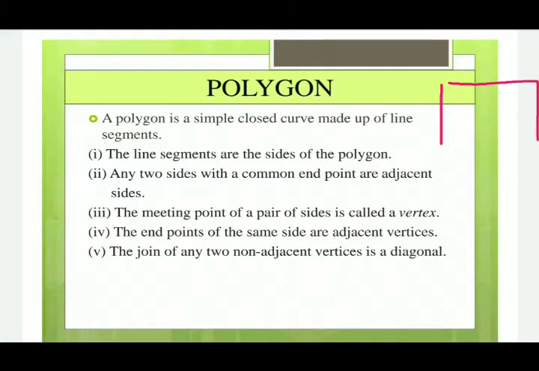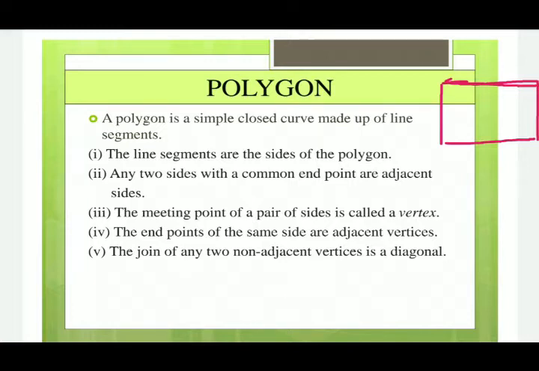A rectangle is an example of a polygon. You can see this is a line segment. Here, 4 line segments are there. So a polygon has sides, and those sides are line segments.